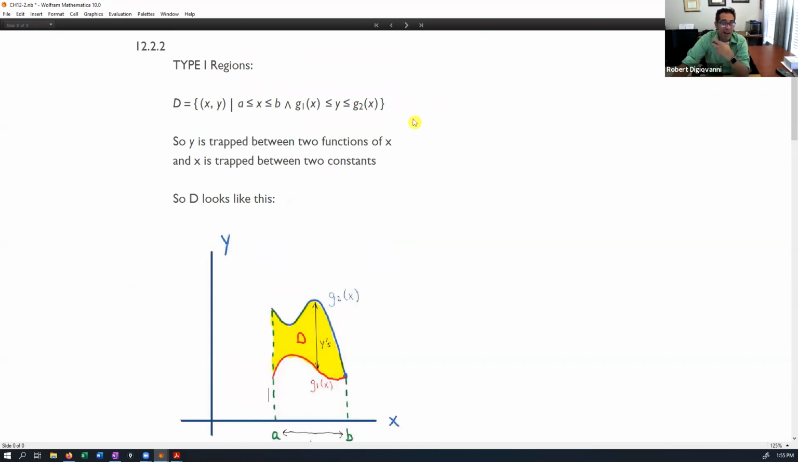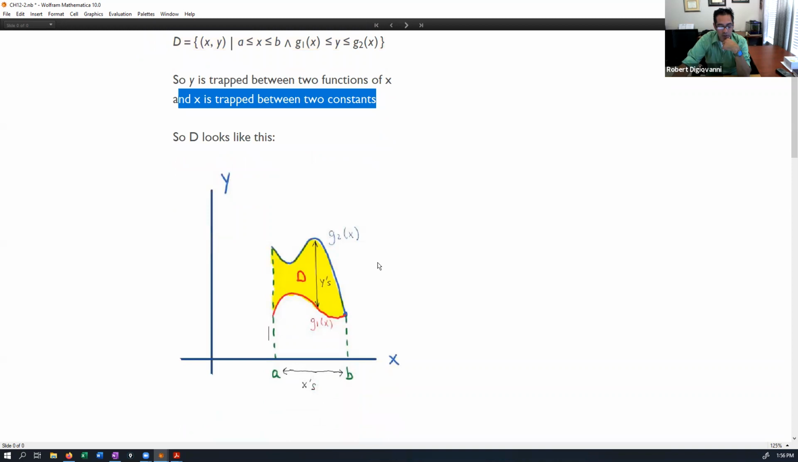We are going to focus our attention right now on two different types of regions that we could have on the ground. The first is called a type 1 region. And type 1 regions look like this. x is stuck between two constants, and y is stuck between two functions of x. That's a type 1 region. So y is trapped between two functions of x, and x is trapped between two constants.